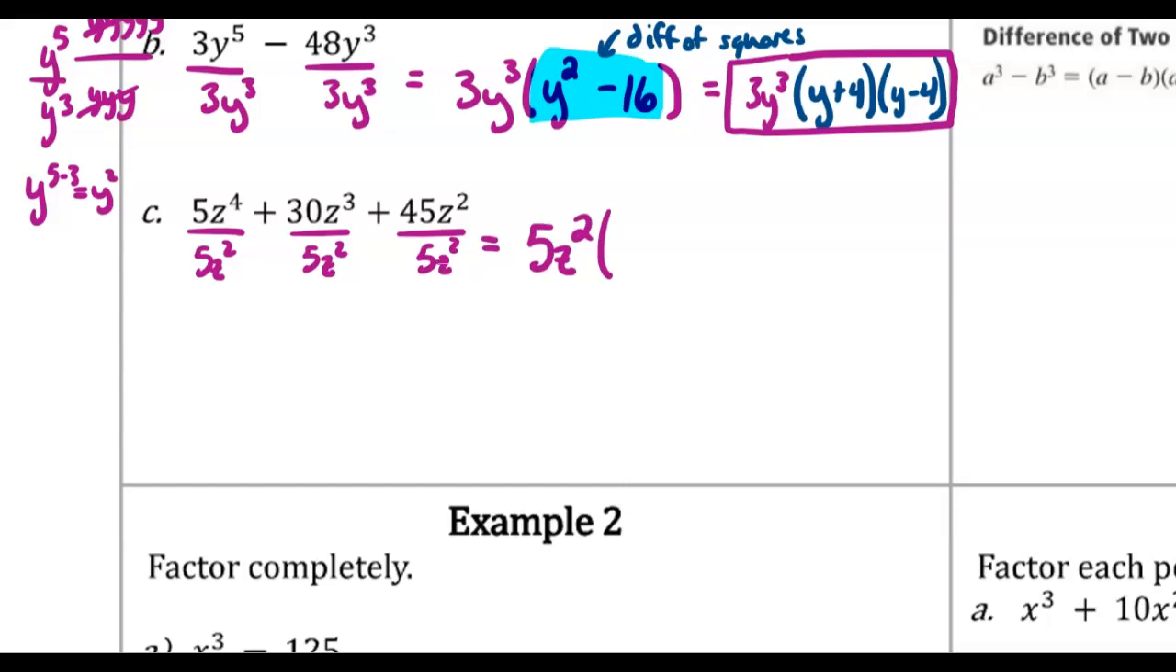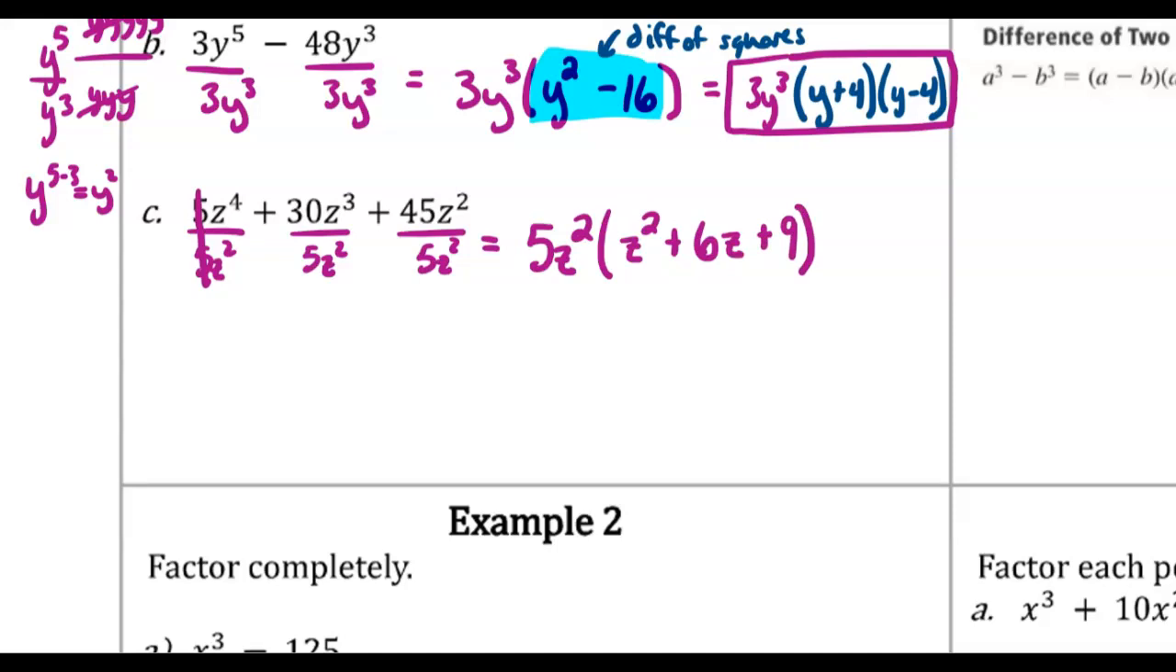So 5z to the fourth, divide by 5z squared. The 5's cancel out. Z to the fourth over z squared is z squared. What I'm doing is I'm subtracting the powers. 4 minus 2 leaves a power of 2. Now 30 divided by 5 is 6, so it's plus 6. Z cubed over z squared is z. 45 divided by 5 is 9. Z squared over z squared simplifies out.